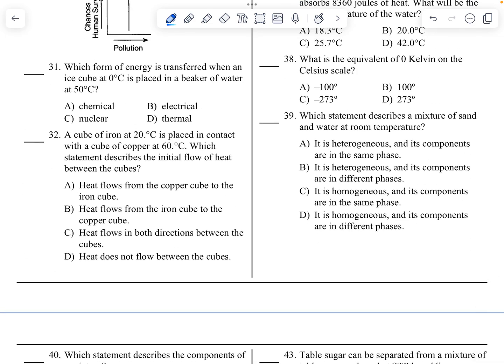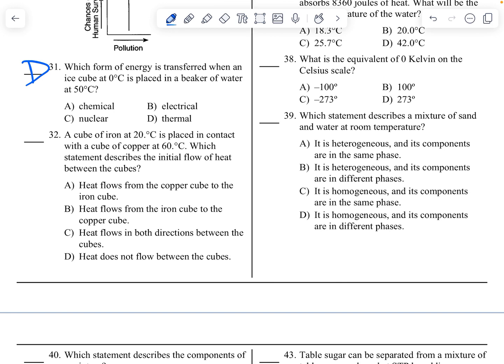Which form of energy is transferred when an ice cube at 0 degrees Celsius is placed in a beaker of water at 50 degrees Celsius? It looks like we have a difference in temperature. And I know that the ice will melt. So we're talking about heat energy, which is thermal. Chemical and nuclear, definitely not. Electrical energy, there's no form of electrical energy going on here. There's no plugging it in. There's no metals in an electrolyte, anode, cathode, any of that. We haven't even talked about that, so it can't be that one.